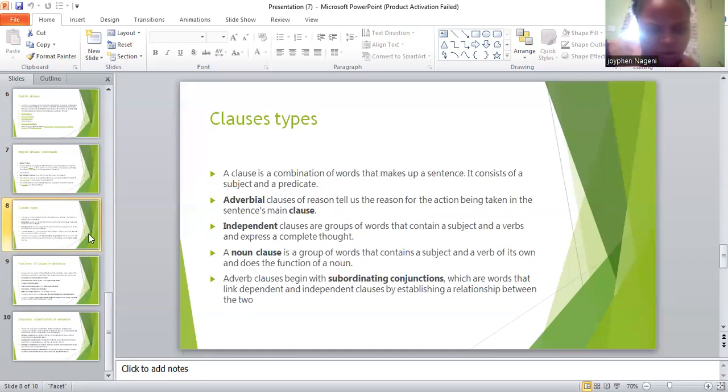Adverbial clauses of reason tell us the reason for the action being taken in the sentence. Main clause. Independent clauses are groups of words that contain a subject and a verb and express a complete thought. A noun clause is a group of words that contains a subject and a verb of its own and does the function of a noun. Adverb clauses begin with subordinating conjunctions, which are words that link independent and dependent clauses by establishing a relationship between the two. Let's go to topic 9.